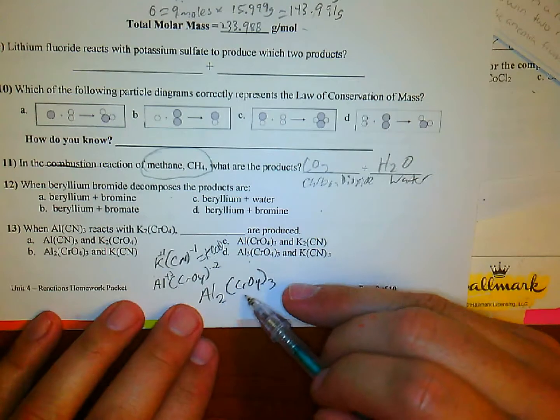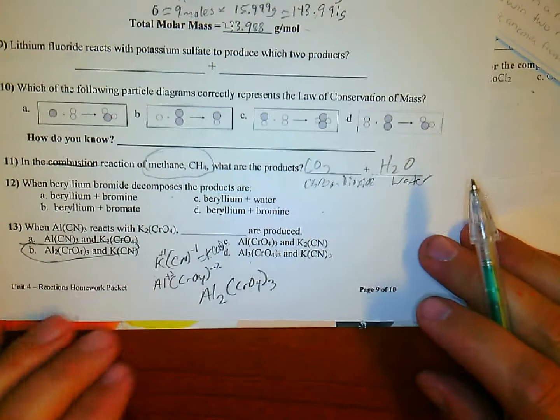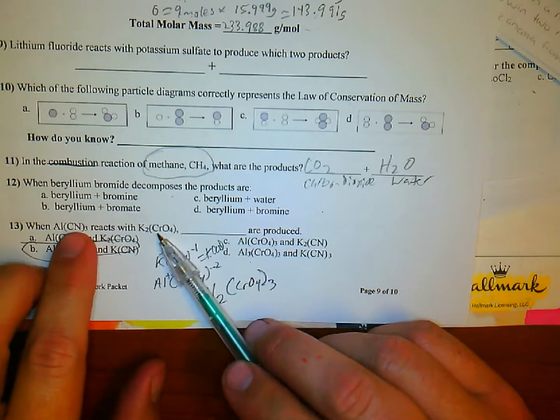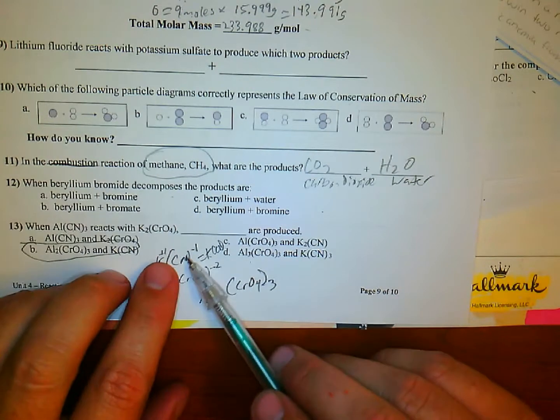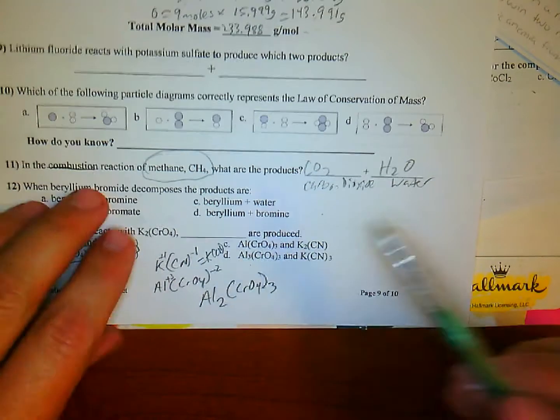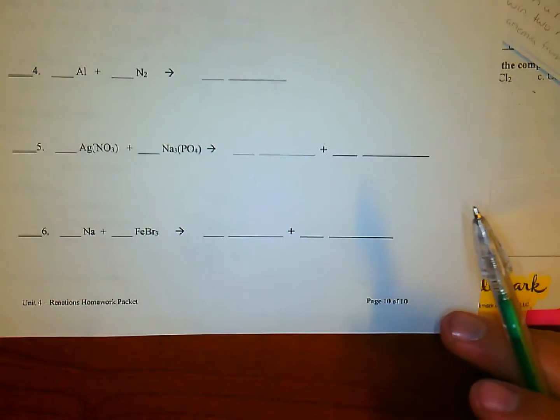So now if I look for that answer, it looks like it's answer B. Okay, so it'd be answer B. So remember, first you flip the anions, then you pick the charges, and then crisscross and figure out what the formulas are. So that's page 9. And now page 10.